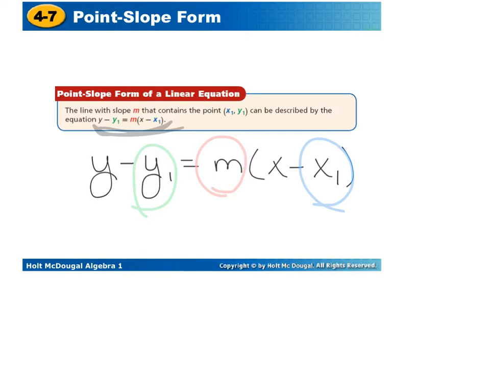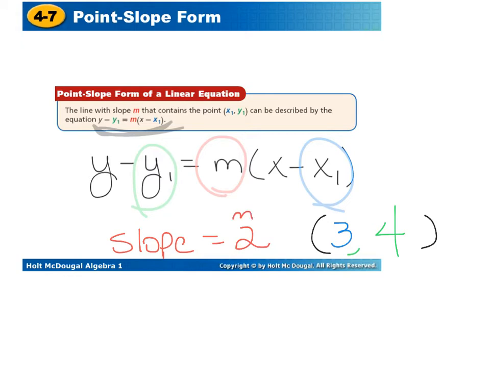So the slope that I'm going to give you is going to be 2. The ordered pair that I'm going to give you is going to be 3, 4. This is how the information will be provided. Remember, again, slope is the letter m. In your ordered pair, the first number is x1. The second number will be y1. I'm going to replace the red, the blue, and the green in this equation.